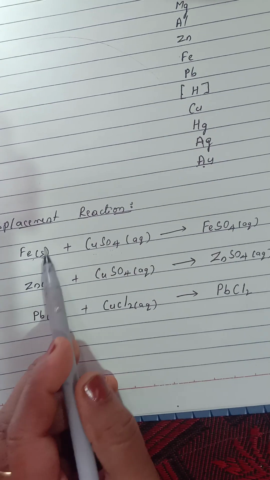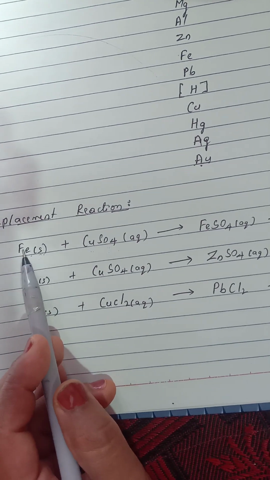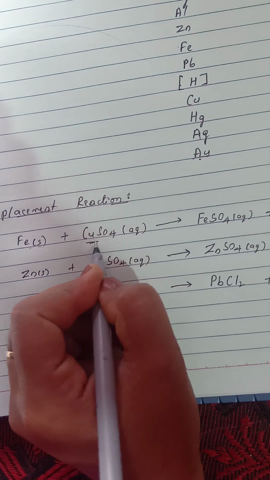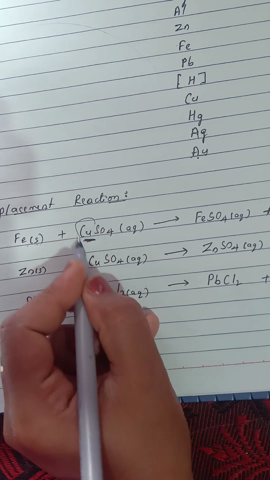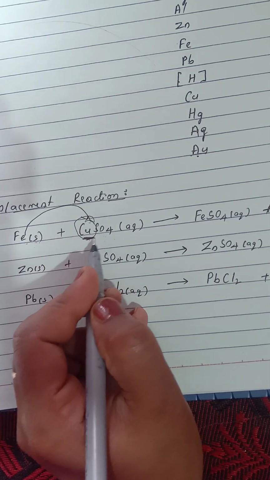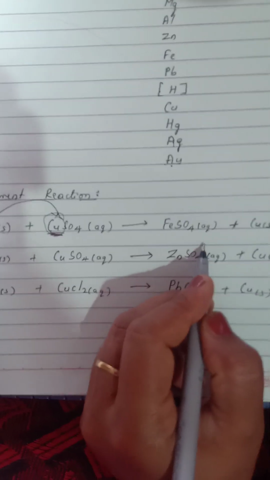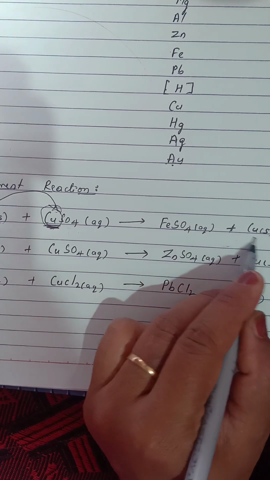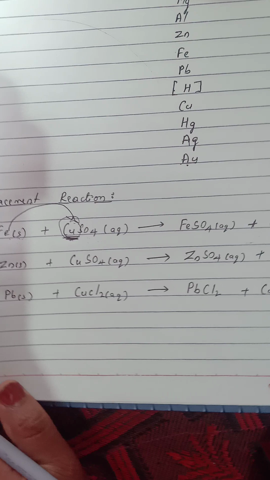What is happening? A more reactive metal will displace the less reactive metal. The iron will come in and eliminate the copper, and we get the copper in solid form.